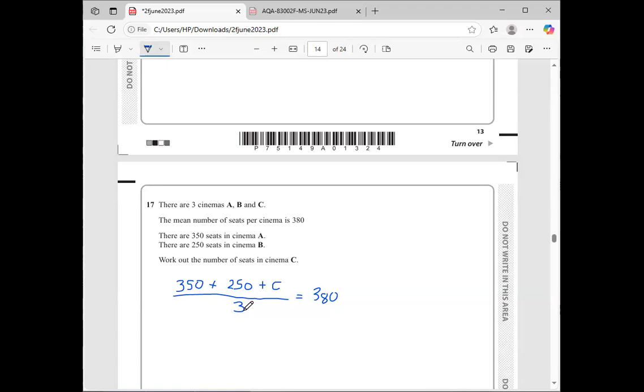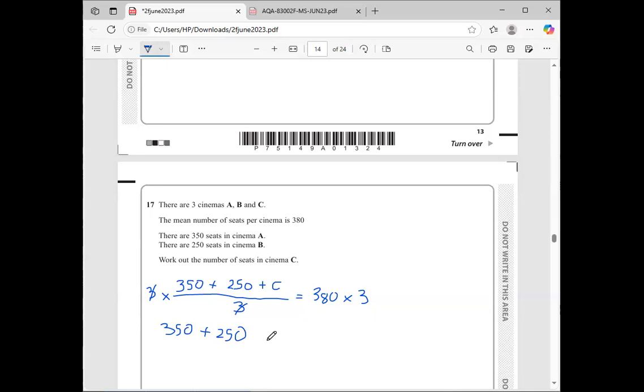You remember how we took care of 5 when we had 5 on the other side? We multiplied both sides by 5, right? So in this case, we're going to multiply both sides by 3 so that 3 will cancel 3. And on this side, I have to multiply here by 3. So help me with your calculator. Multiply 380 by 3. What will you have? 1,140. Okay.